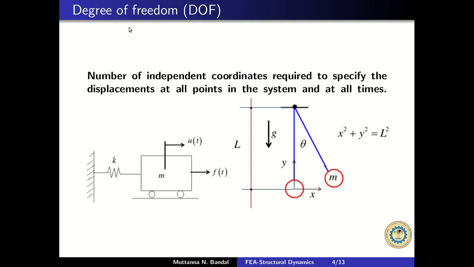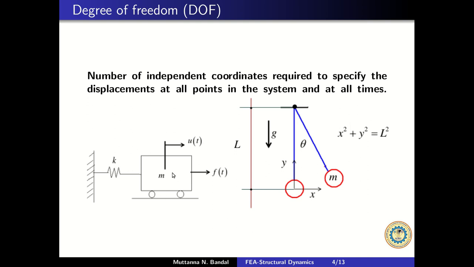To understand the behavior of a structure under dynamic loads, we have to define a term called degrees of freedom. Degrees of freedom can be referred to as the number of independent coordinates required to specify the displacement at all points in the system and at all times. Make a note of this: all times. Let us consider an example.